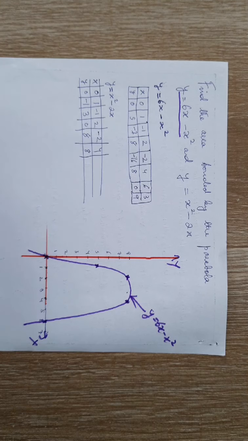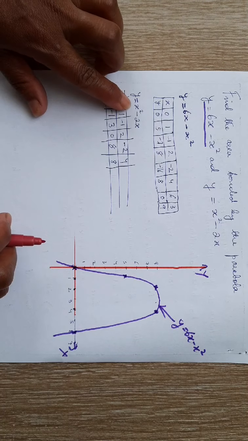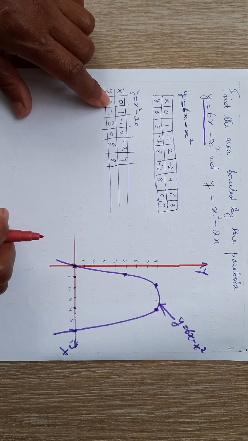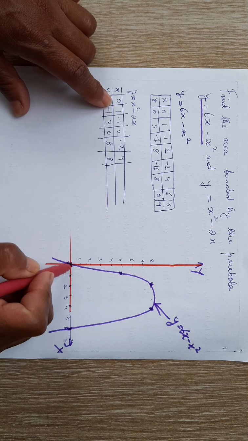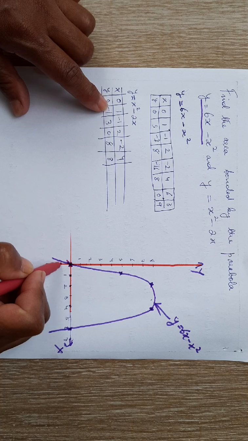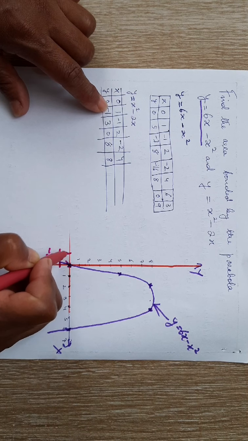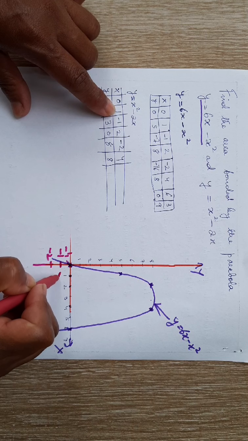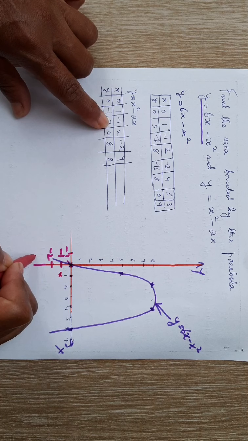Now next, you draw the graph of the second curve or second parabola, y is equal to x square minus 2x, using the points from that table. When x is 0, again we have y is equal to 0. When x is equal to 1, y is minus 1. So let me mark this point as minus 1 here, this minus 2. So when x is equal to 1, y is minus 1, so it is here. When x is equal to minus 1, then y is equal to 3.